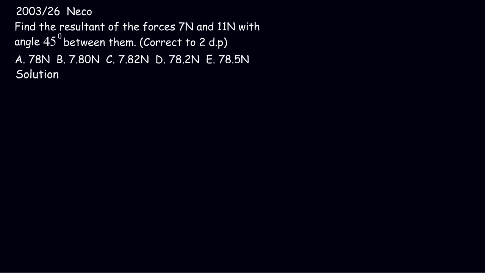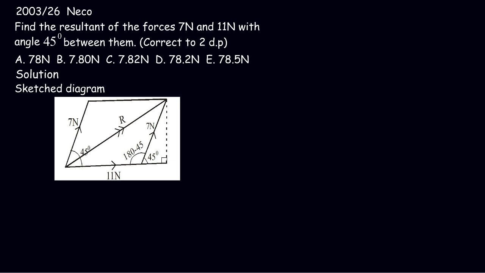Our first question is from NECO 2003, and it states that find the resultant of the forces 7 Newton and 11 Newton with angle 45 degrees between them, correct to 2 decimal places, and we are given the options. Now our very first step is to sketch out our forces, and doing so we get this diagram as shown on your screen. Now we will be using cosine rule to get our resultant.